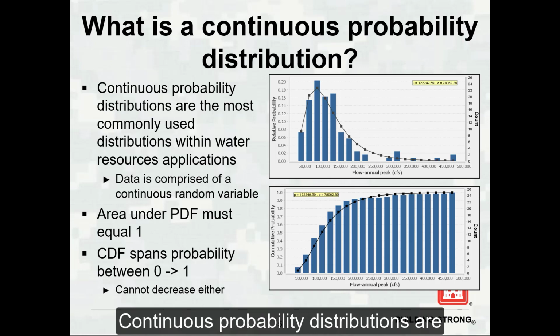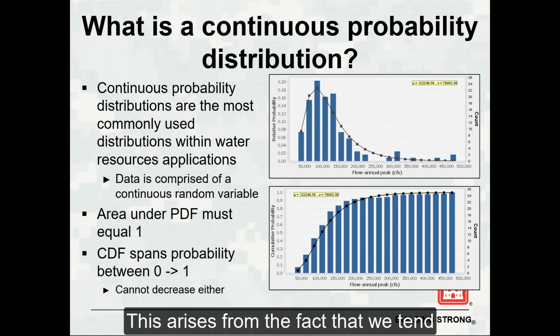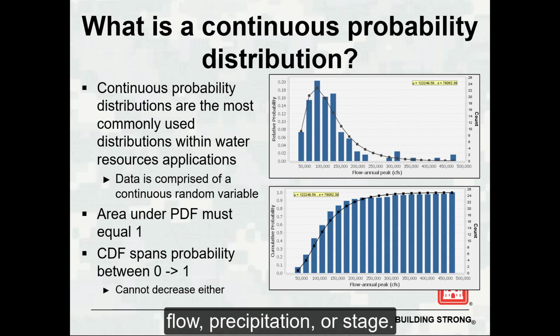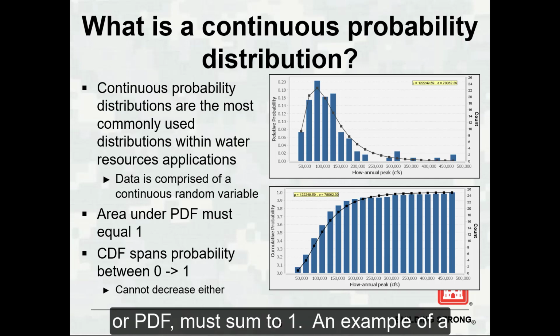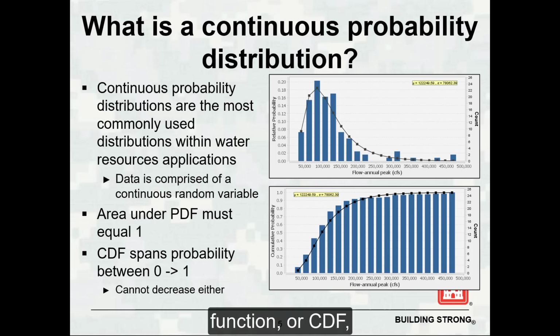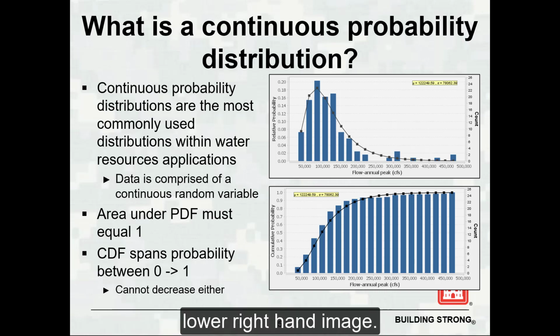Continuous probability distributions are used much more commonly within water resources applications. This arises from the fact that we tend to model phenomena that are comprised of continuous random variables like streamflow, precipitation, or stage. Similar to a unit hydrograph, the area under the probability density function, or PDF, must sum to 1. An example of a PDF is shown in the upper right-hand image. Also, the cumulative distribution function, or CDF, must span 0 to 1 and cannot decrease. An example of a CDF is shown in the lower right-hand image.